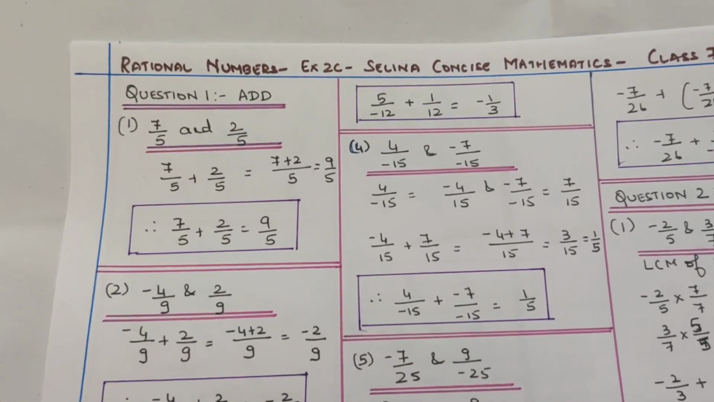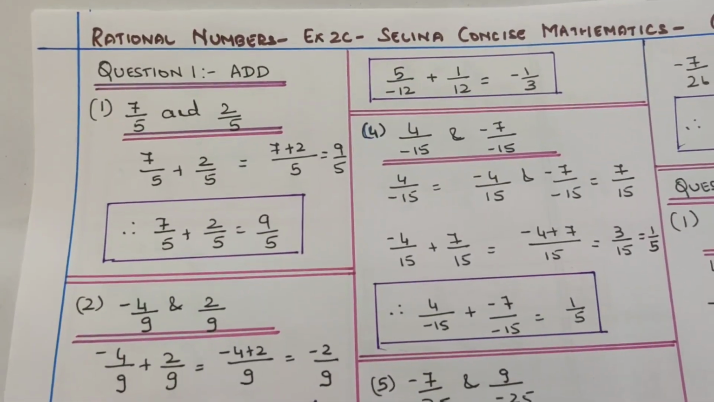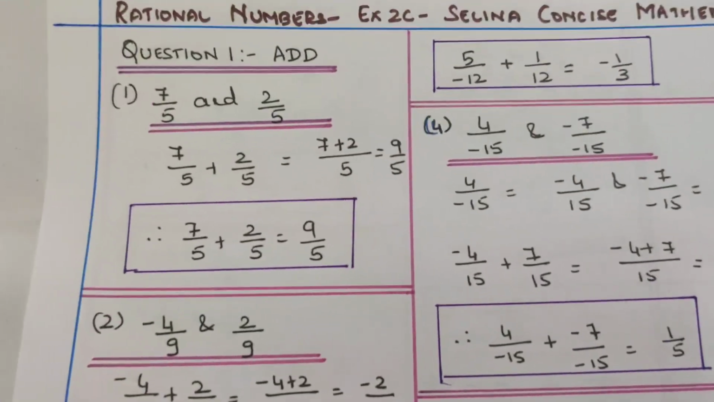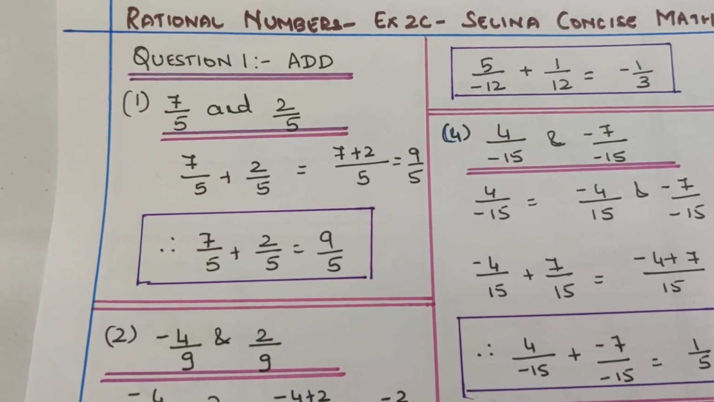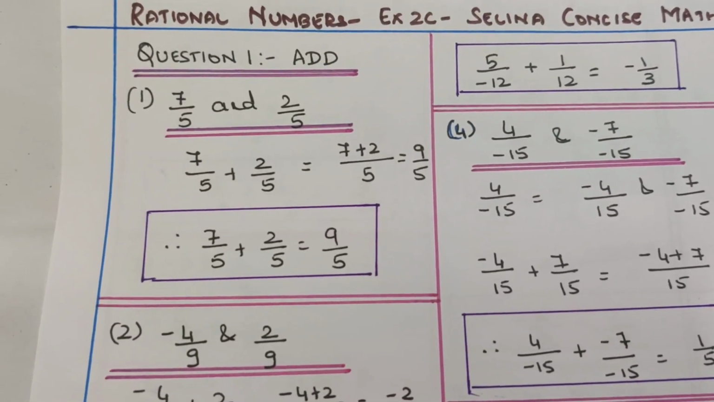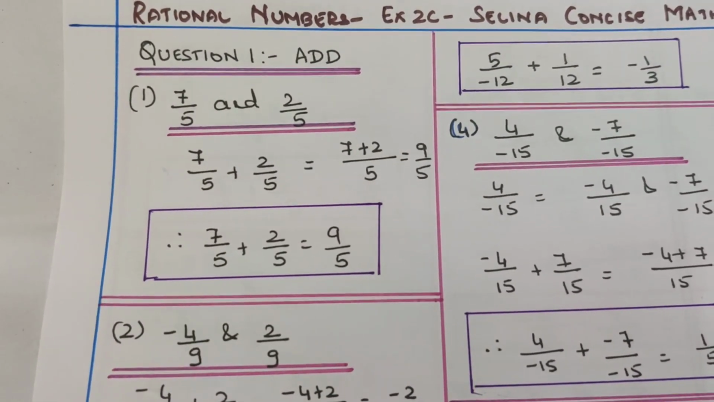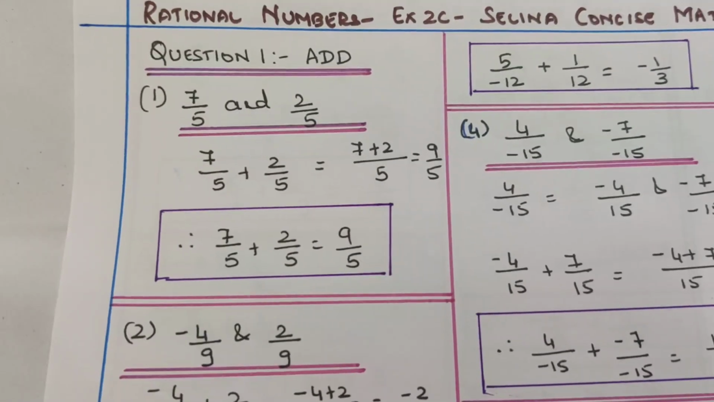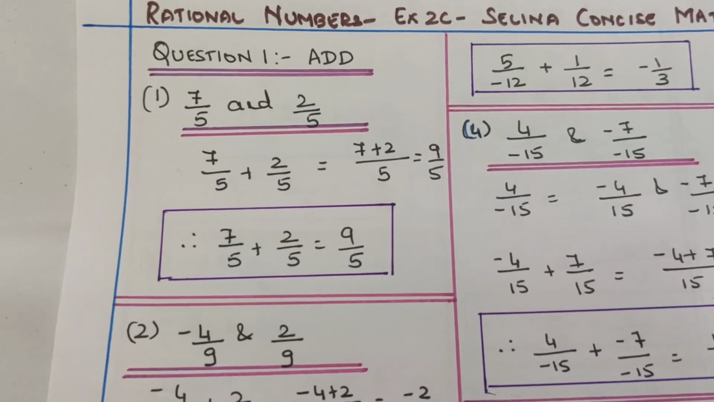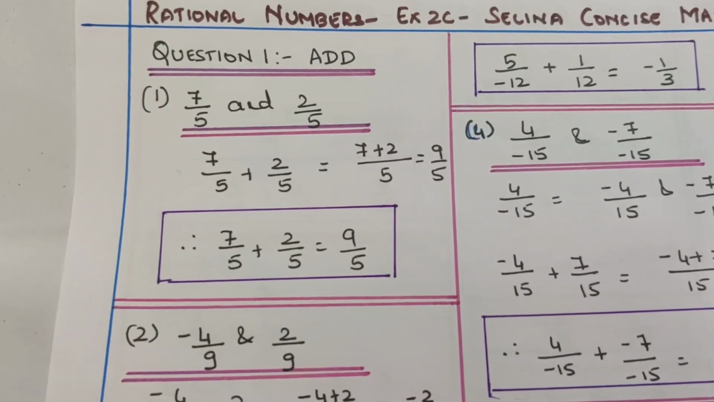Alright, so let's move on to question 1 now. It says add. The numbers are 7 by 5 and 2 by 5. Again, students, as soon as you see these rational numbers, the thing that strikes your mind should be, oh, the denominators are common. It's got a common denominator 5. So there is no need to take the LCM.